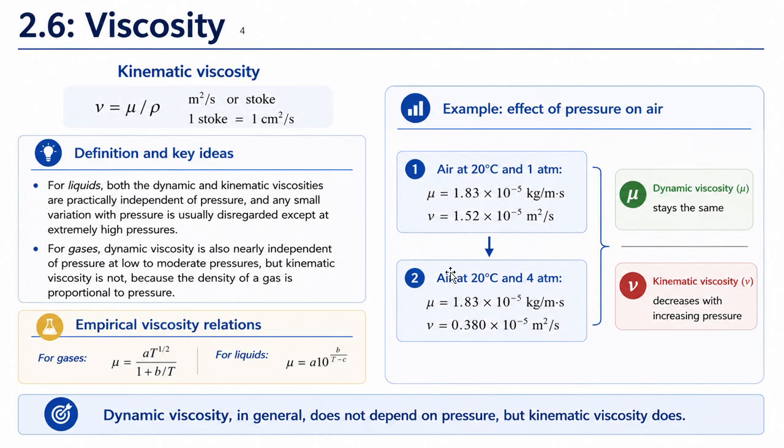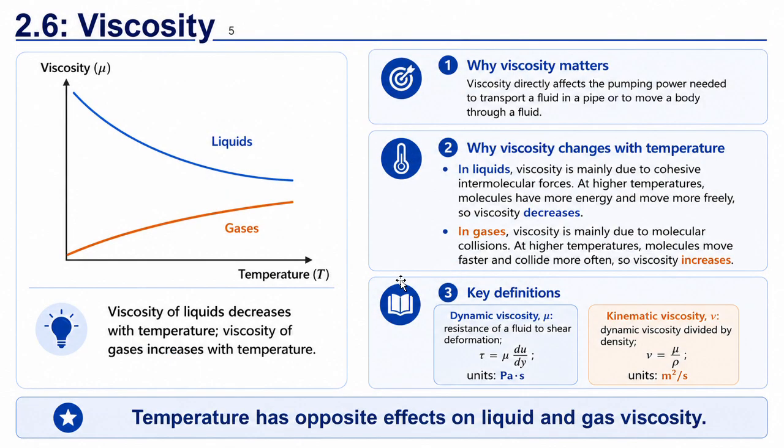Now, the effect of temperature on viscosity. For liquids, viscosity decreases as temperature increases. And at the same time, for gases, it will increase when you increase the temperature. This happens because gas viscosity is mainly caused by molecular collisions and momentum transfer. At higher temperature, gas molecules move faster and collide more often. That's the reason why we will experience higher viscosity for gases at high temperature.